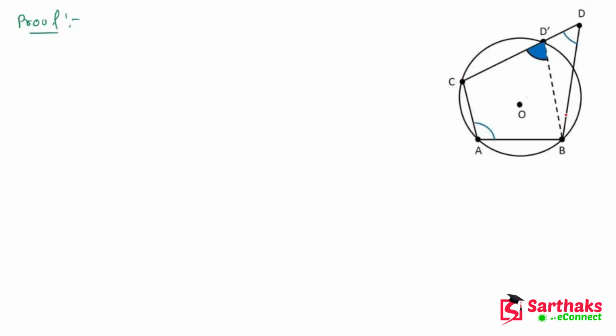Let us suppose this is circle C1 with center O. Now let us assume D does not lie on the circle. Let's suppose D lies outside the circle. Now we are considering ABD dash C, and we are supposing that ABD dash C is a cyclic quadrilateral.